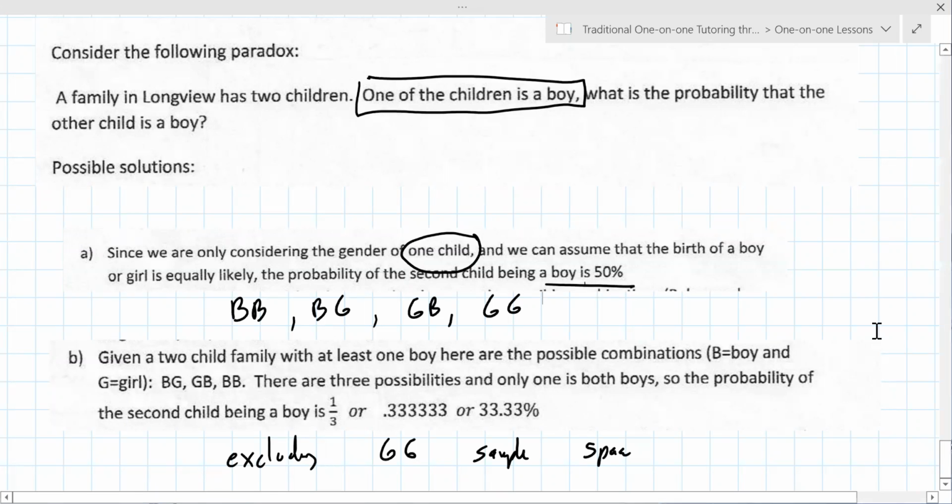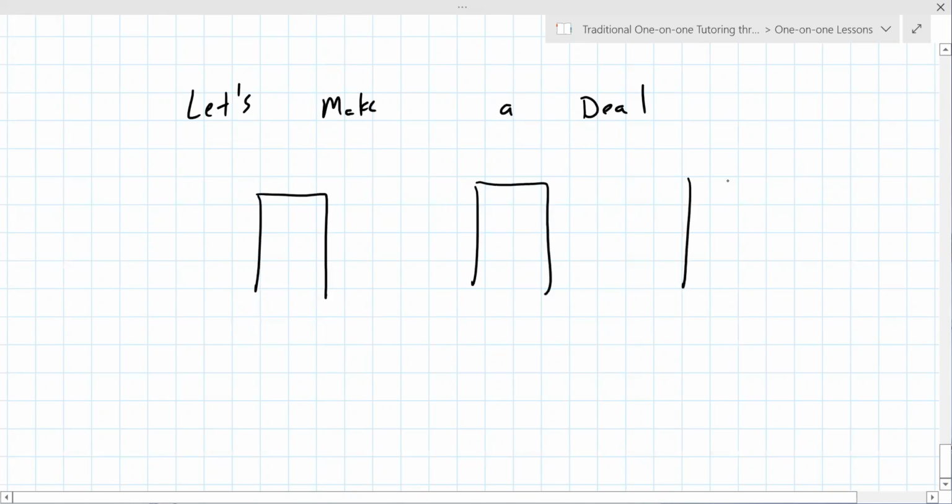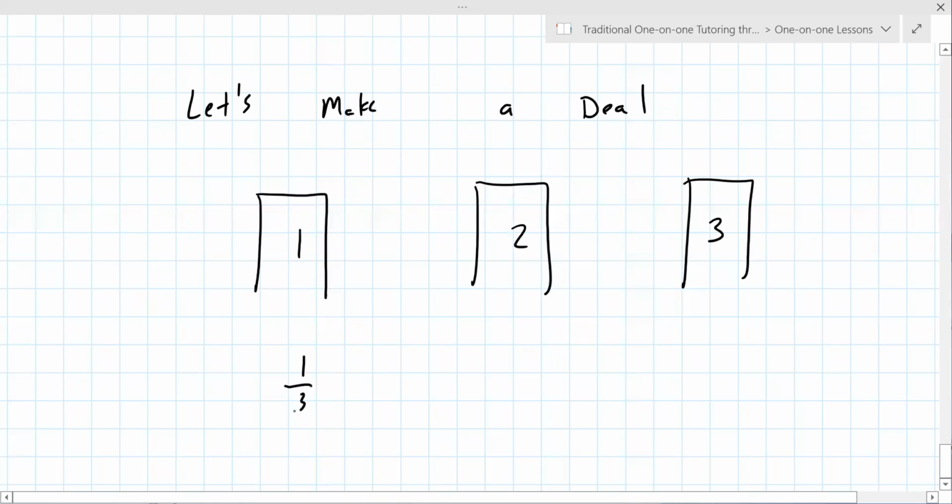So I'm going to have a hard time answering this question. I'm going to draw an analogy to Let's Make a Deal, the show. At the end of the show, there are three doors: door number one, door number two, and door number three. The grand prize is behind one of the doors, whatever, a car, used to be a car back in the day. And you have a 1 in 3 shot of winning.